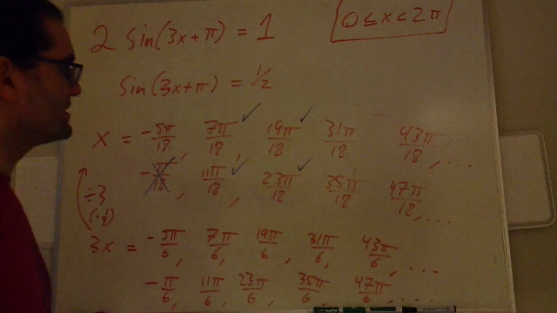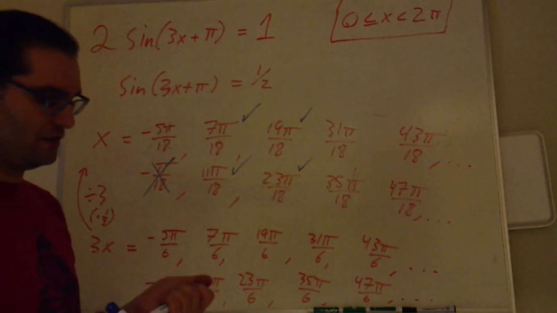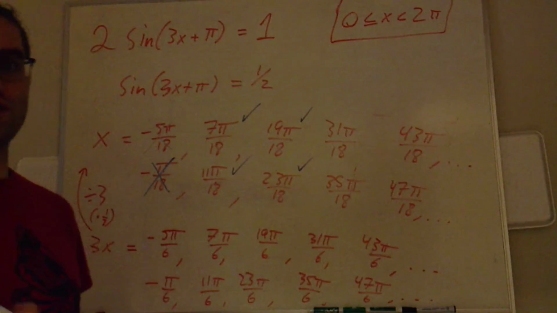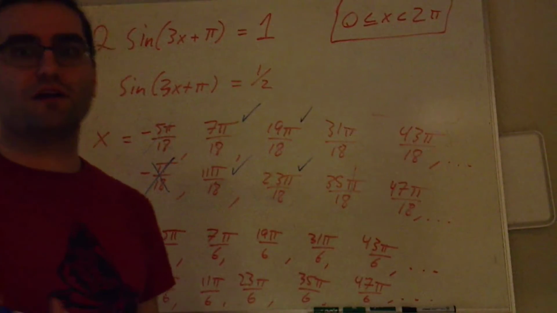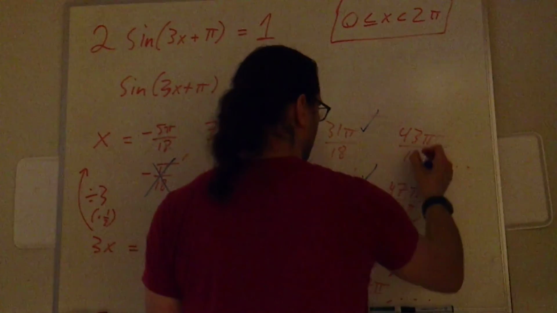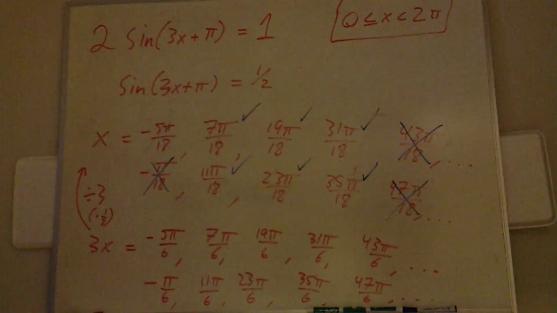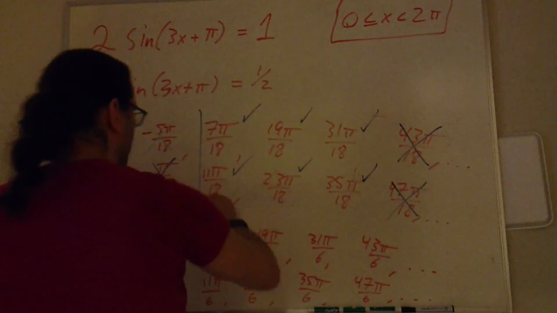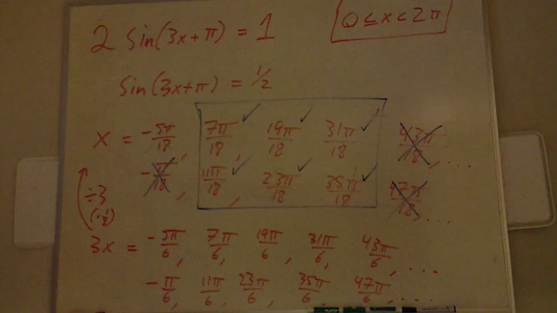If the denominator is 18, 2 pi should be 36 pi over 18. So I'm looking for numerators that are less than 36. So 31 is still good, 35 is still good, 43 is too much, 47 is too much. This problem has 6 solutions, and there they are.